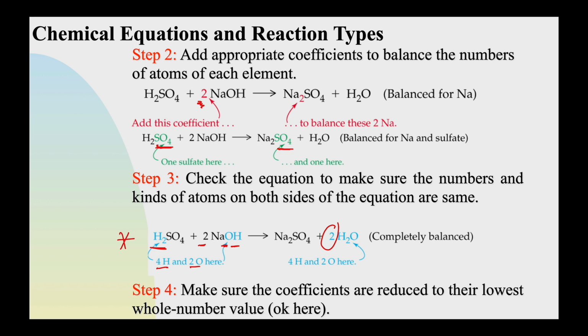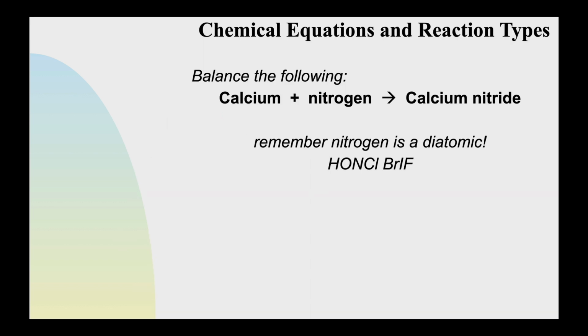So make them the smallest whole number ratios possible. Let's look at some examples. This is an example where I would ask you to balance calcium plus nitrogen, making calcium nitride. So we'd have to figure out, of course, the names of the chemicals first.